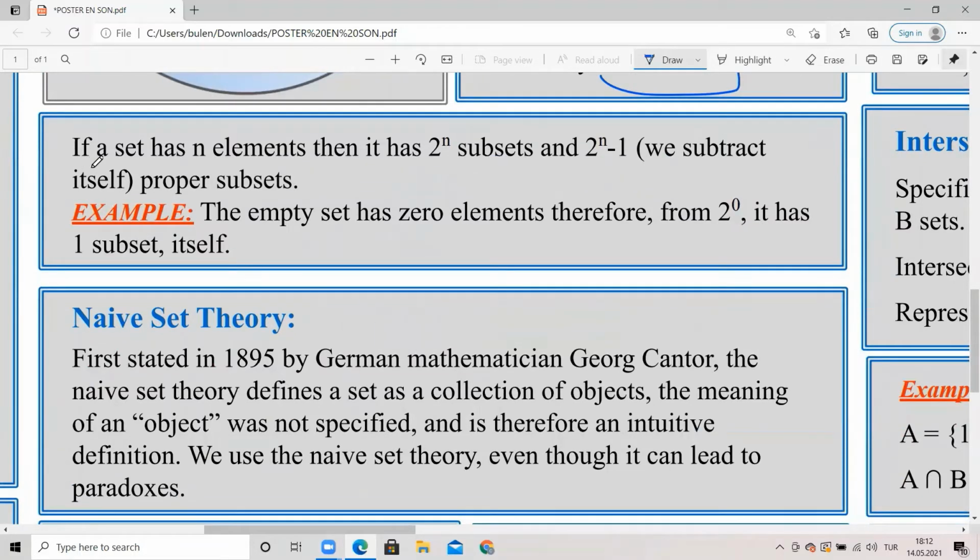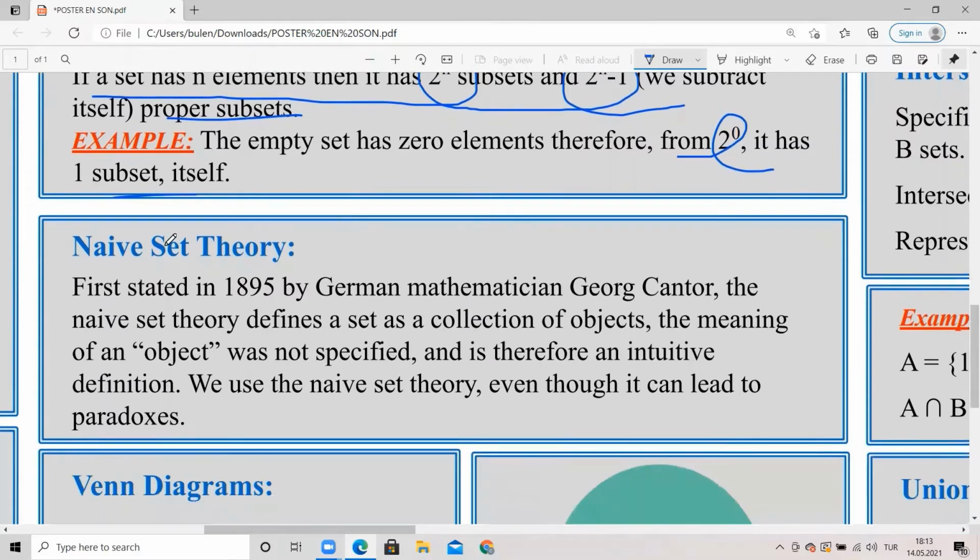Now, if a set has n elements, then it has 2 to the power of n subsets and 2 to the power of n minus 1 proper subsets. The minus 1 represents itself. For an example, the empty set has 0 elements, therefore, from 2 to the power of 0, it has one subset, which is itself.